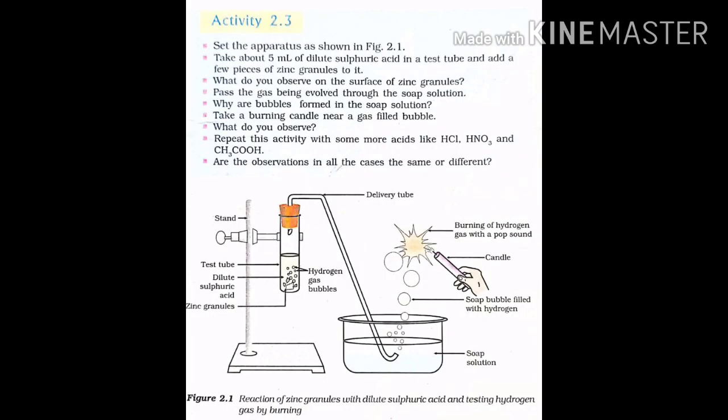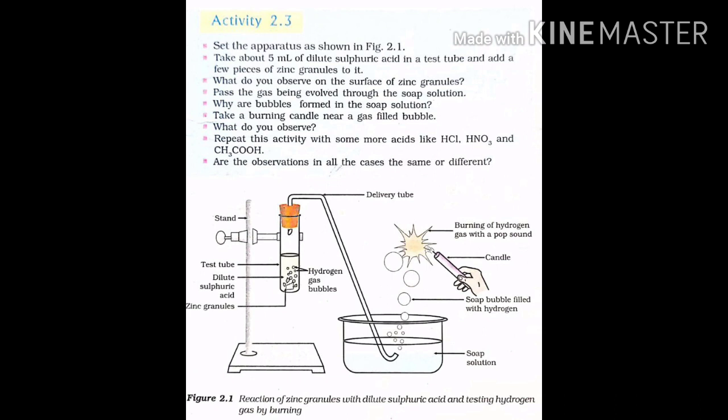Let us perform some more activities to understand the chemical properties of acids and bases. Activity 2.3 explains the action of acids and bases with metals. For that, set up the apparatus as shown in figure 2.1. Take about 5 ml of dilute sulfuric acid in a test tube and add a few pieces of zinc granules to it. What do you observe on the surface of zinc granules?